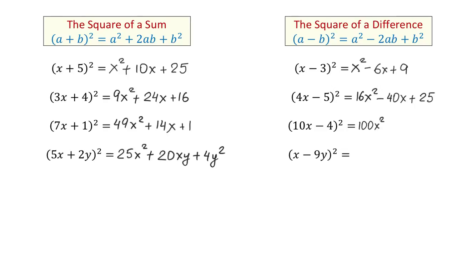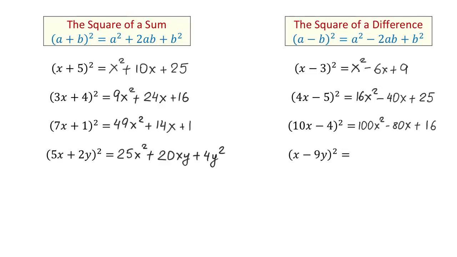So now the second term minus 80x plus the last term, we will take 4 and we will raise to the second power, and that will be 16. So the last term will be 16. So the trinomial obtained is 100x squared minus 80x plus 16. And now the last example, x minus 9y raised to the second power.